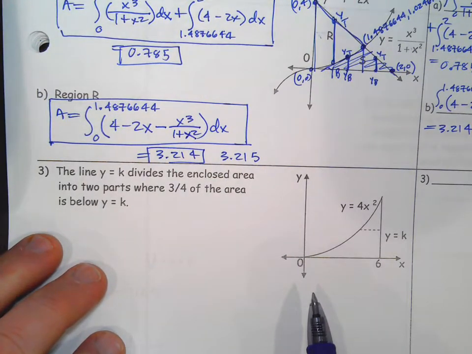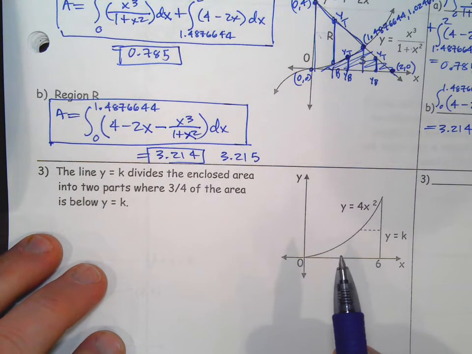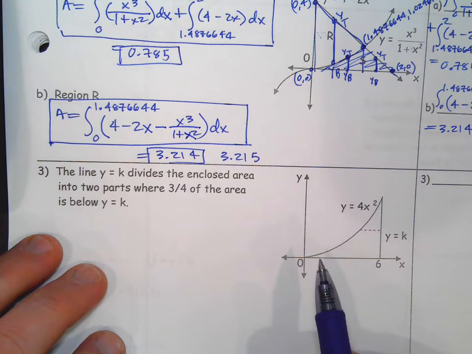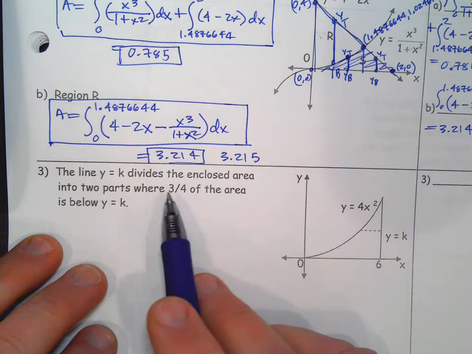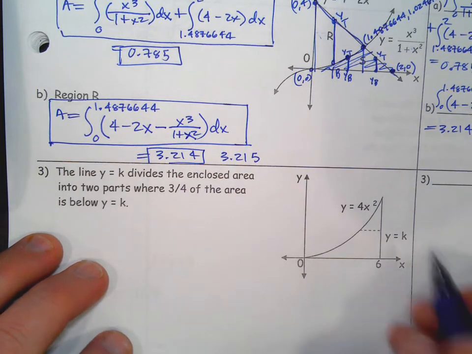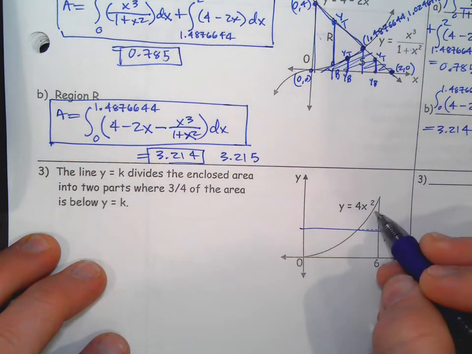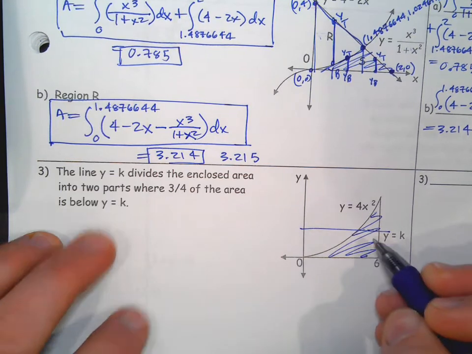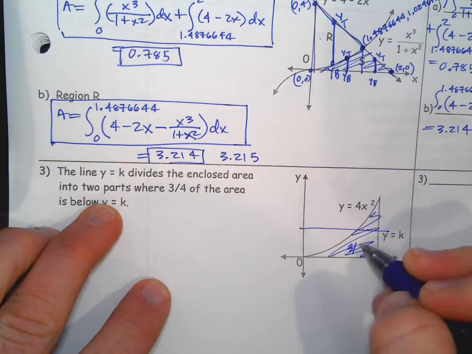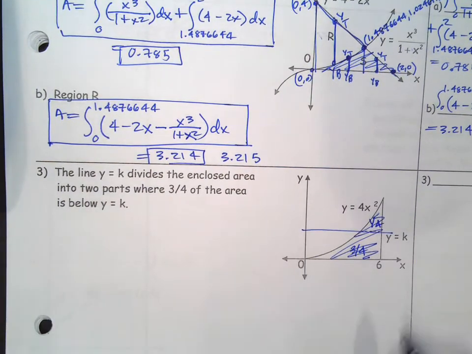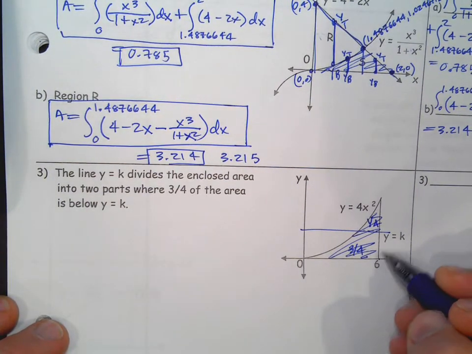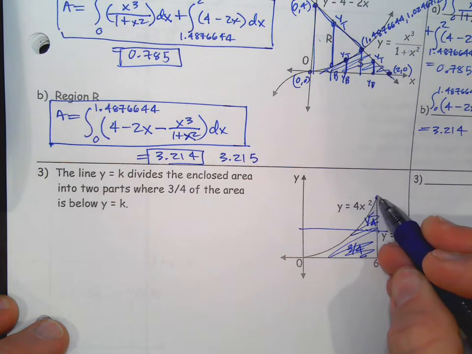Now, number 3, this is like some problems that came up on the very first day of this unit. Line y equals k divides an enclosed area into 2 parts where 3/4 of the area is below y equals k. So there's this y equals k. It's going to divide this area to where 3/4 is below, which means 1/4 is above. Now, I don't really care if they tell me what's above or below. I'm probably going to go from 0 to k instead of k to whatever this number is.